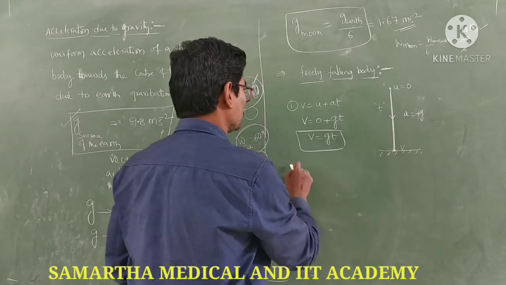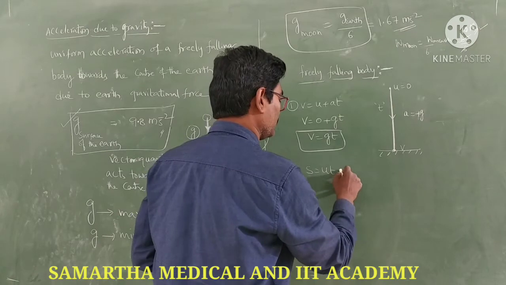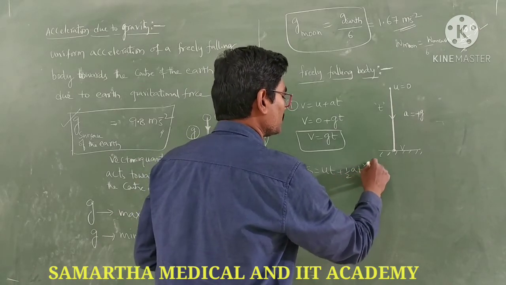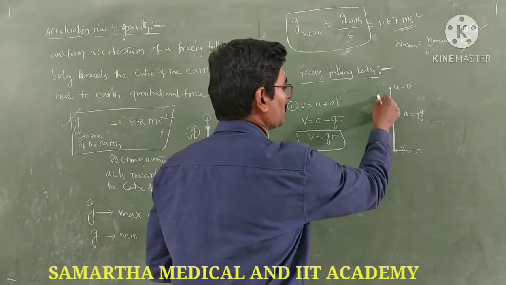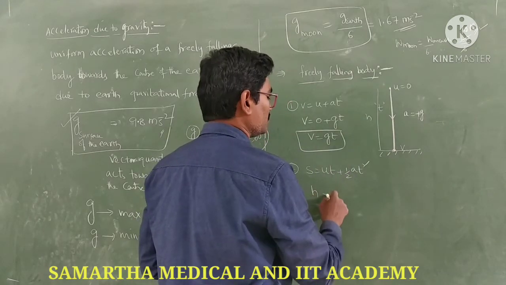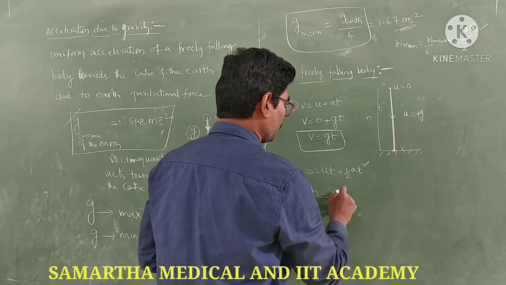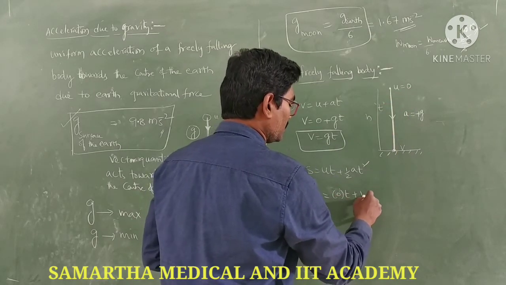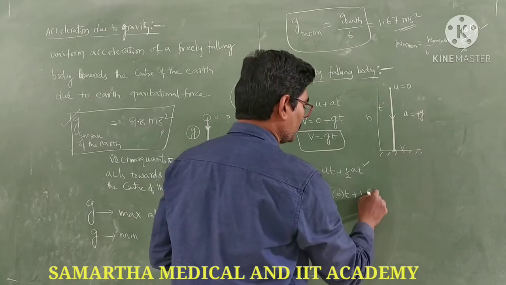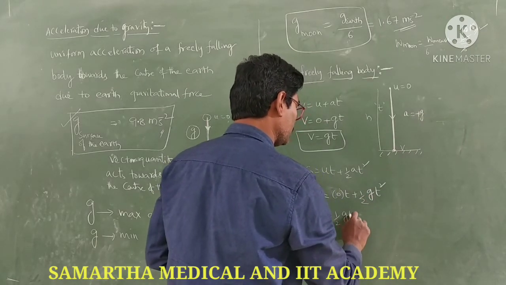Next, second thing: s equal to ut plus half at square. Second equation, s equal to ut plus half at square. Suppose a body is traveling a distance s. So s equal to h, u is 0. You apply 0 into t plus half, while it is coming downward, gt square. So h is equal to half gt square.